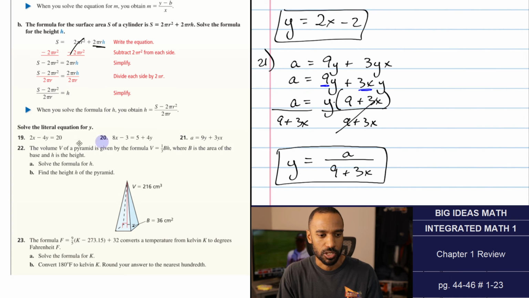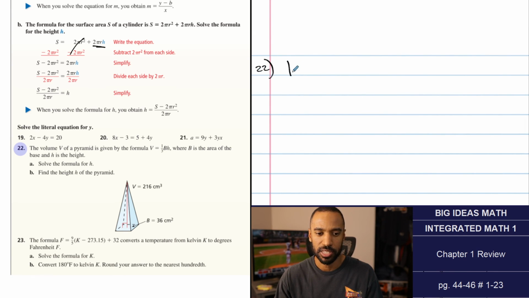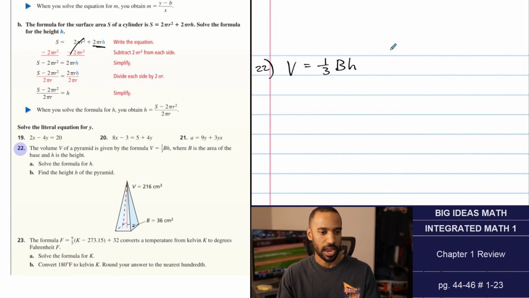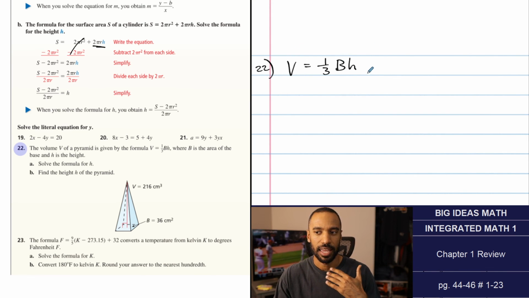Okay, 2 more questions. Number 22, the volume V of a pyramid is given by the formula V equals 1/3 times the area of the base times the height, where B is the area of the base and h is the height. Solve the formula for height. So we need to get h by itself.